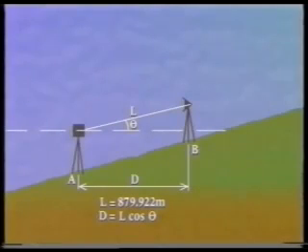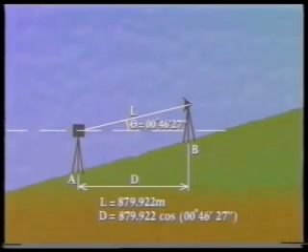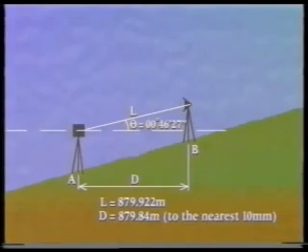For accuracy, theta should be measured on both faces of the theodolite and the mean value used. So in this case, if the mean value of theta is 0 degrees, 46 minutes, 27 seconds, then the horizontal distance is given by 879.922 multiplied by cos 0 degrees, 46 minutes, 27 seconds, which equals 879.84 meters to the nearest 10 millimeters, which is the typical accuracy of infrared EDM instruments.